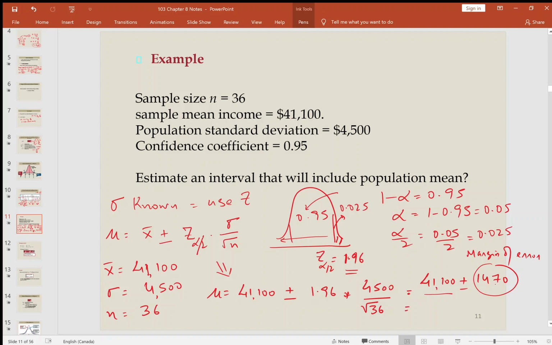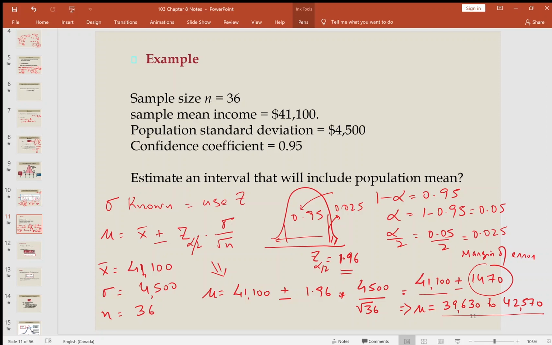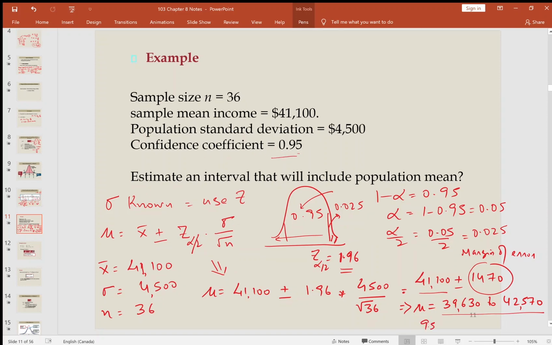If we add and subtract it, we would say mu is equal to 39,630 to 42,570. Remember, 1 minus alpha, the confidence coefficient, is 0.95, so this is called the 95% confidence interval.